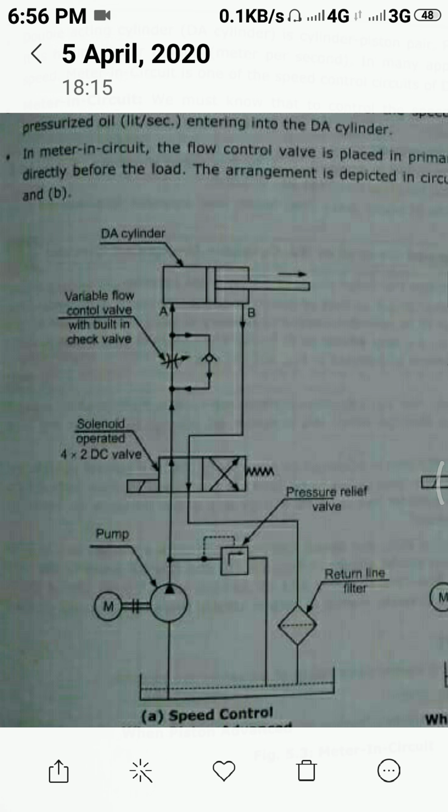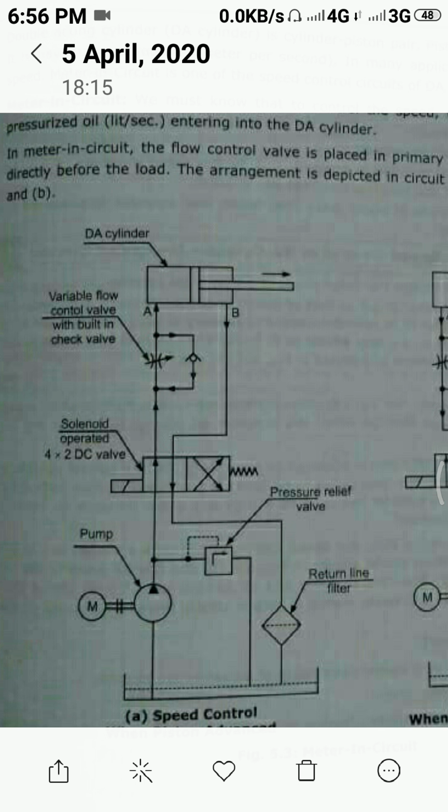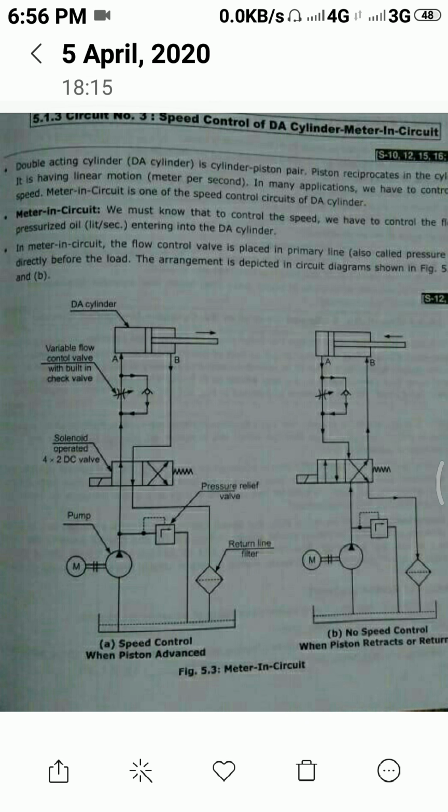Through the flow control valve, a metered quantity is given to the A side of the cylinder. Our aim is to have speed control when the piston advances. When the piston is moving in the forward direction, at that time only we need to have speed control. So a metered, lesser quantity is given to the A side of the cylinder, so we are having a lesser speed in the forward stroke. Whatever fluid is present in the B side is connected to the tank through a filter line and is given to the reservoir. So we are having a lesser speed in the forward direction.